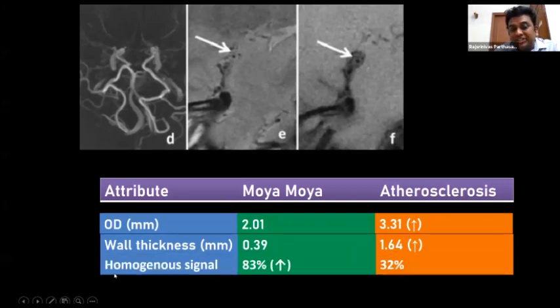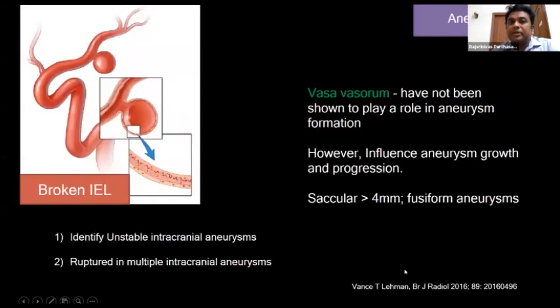And the homogeneous signal on T2 is seen in moya. It is a homogeneously appearing wall in moya, whereas in atherosclerosis it is a heterogeneously appearing wall. So now we have discussed all the core diseases. One other area of interest is aneurysms. Can vessel wall imaging play an important role in aneurysms?